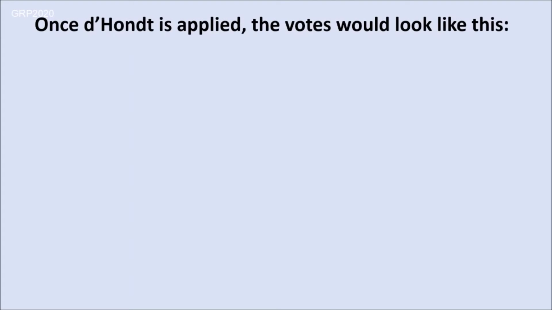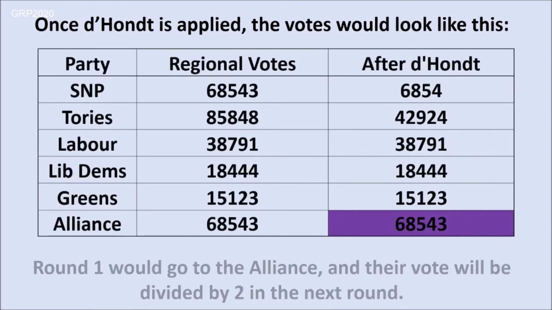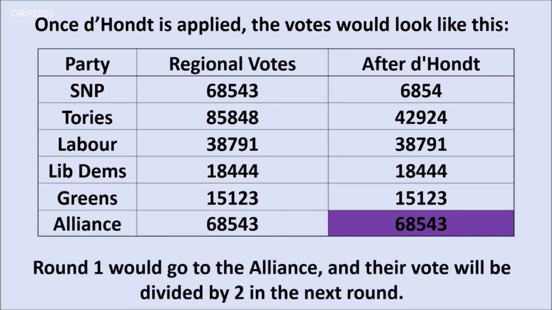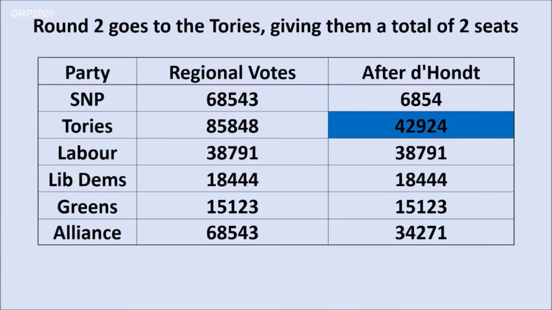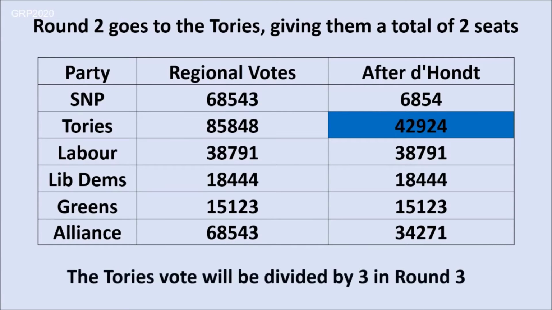Once D'Hondt is applied, the votes would look like this. Round 1 would go to the Alliance Party, and their vote would be divided by 2 in the next round. Round 2 goes to the Tories, giving them a total of 2 seats, and their vote would be divided by 3 in round 3.